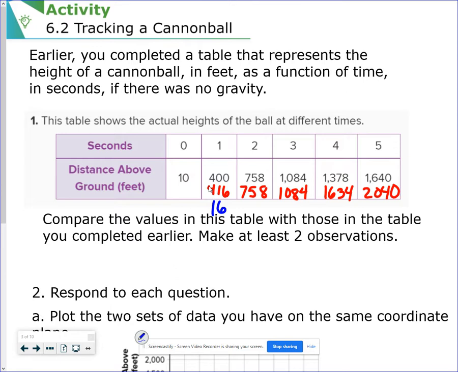But then the next time that I measure this, oh, I wrote the wrong number right here. I am so sorry. I wrote the 758 that was already there. This was 822. So that difference, if I subtract that, would be 64 feet. And then I did the same thing here. Not 1084. That's supposed to be 1228. And when I subtract those two, I get a difference of 144. And then I get a difference of 256, then a difference of 400.